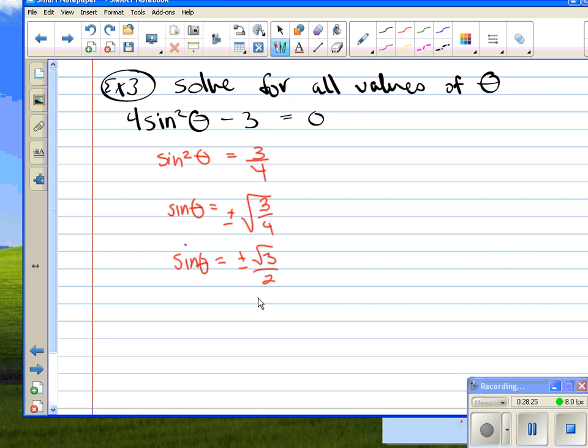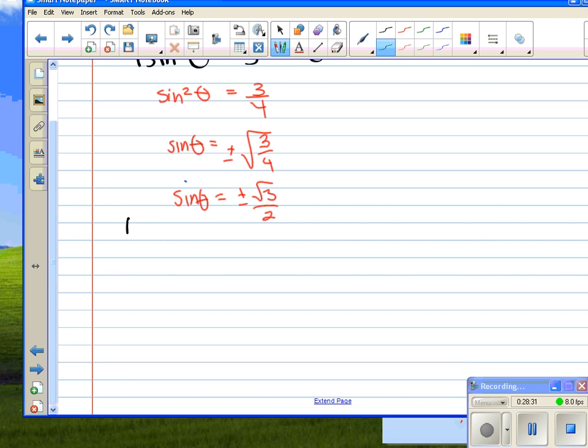Now, if this said find all the values between 0 and 2 pi, you could just think about your unit circle. Square root of 3 over 2 for sine, does that mean I want to be close to the x-axis or the y-axis? The y-axis. That happens here, here, here, and here. So those angles, that is ugly, I know. Those angles would be, who's the one in the first quadrant? Pi over 3. Who's in the second?